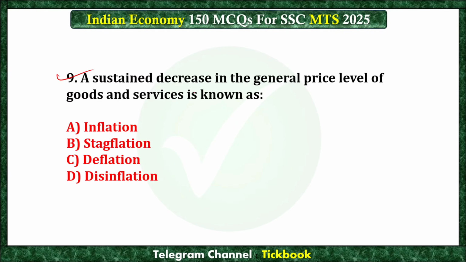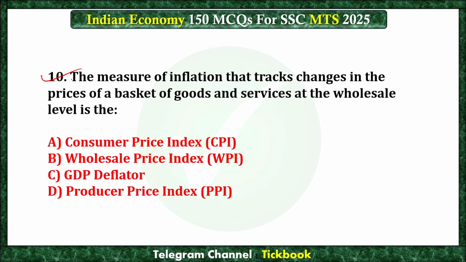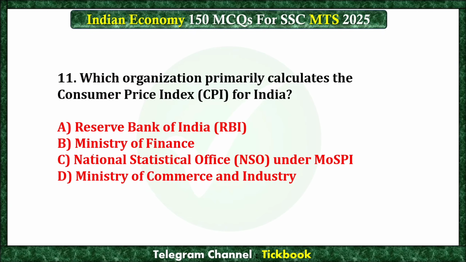Question 9: A sustained decrease in the general price level of goods and services is known as. Option C, deflation. Question 10: The measure of inflation that tracks changes in the price of a basket of goods and services at the wholesale level is the. Option B, wholesale price index.